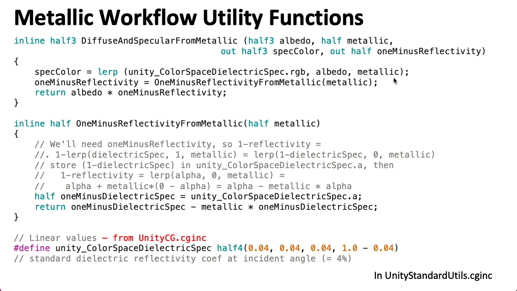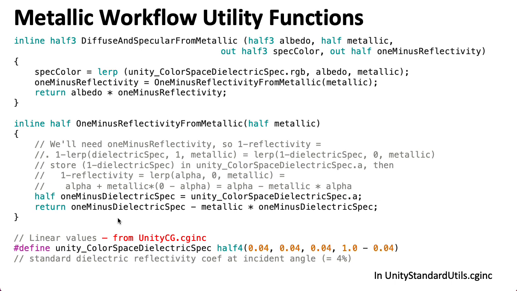And technically speaking, metallic should be 0 or 1 and not something in between, but there's nothing stopping you from setting it to something in between if that's an artistic thing you want to do. Okay, so one minus reflectivity is going to be OneMinusReflectivityFromMetallic. And OneMinusReflectivityFromMetallic stores 0.96, i.e. 1 minus 0.04, in oneMinusDielectricSpec. Okay, that makes sense.